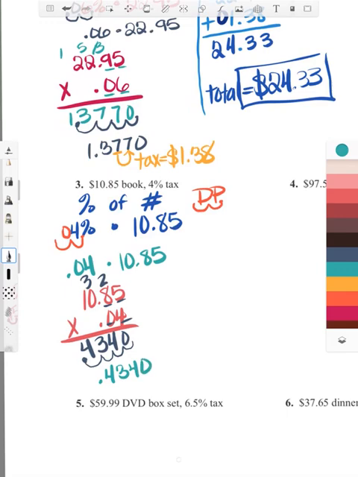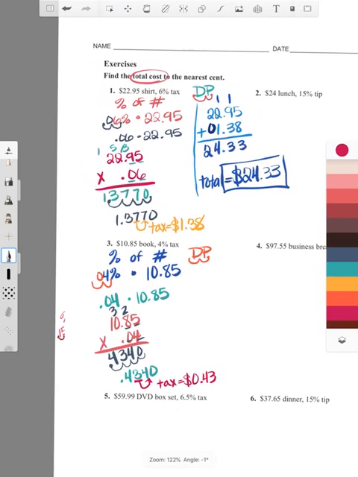4,340 ten thousandths. So if we're talking about to the nearest cent, we're going to underline what's in the hundredth spot, which is a 3, and draw an arrow to what's in the thousandth spot, which is a 4. That 4 is going to tell the 3 to stay the same. Remember, 5 or more, let it soar. 4 or less, let it rest. So our tax here is going to equal 43 cents. All right, that's all the tax is.